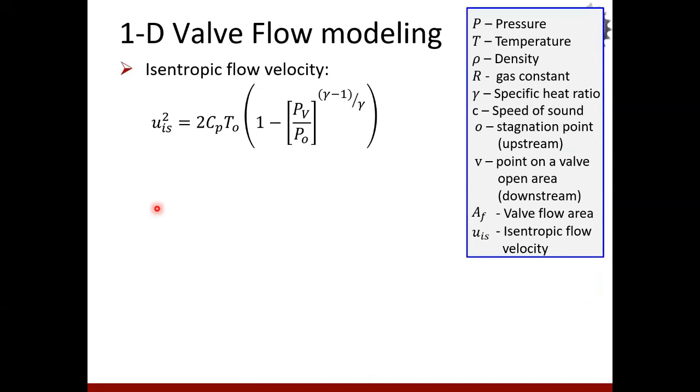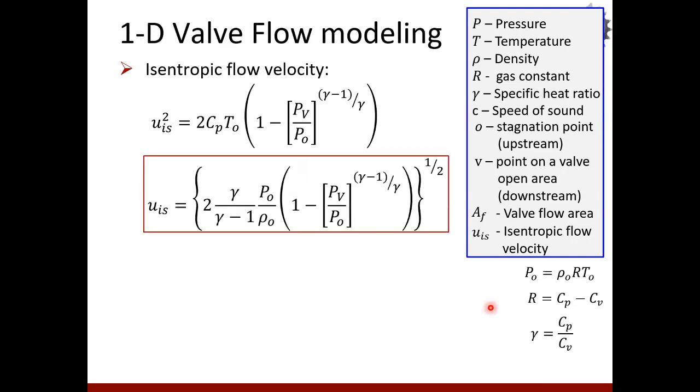And this can be further simplified by considering the ideal gas relationship at the stagnation point. And the universal gas constant, Cp minus Cv, and gamma is Cp over Cv. So if you substitute these values into this to get rid of this temperature T0 and represent in terms of pressure and density, then the isentropic flow velocity could be represented like this.